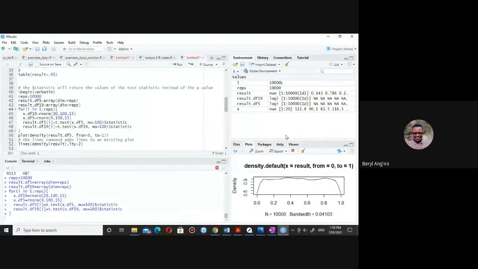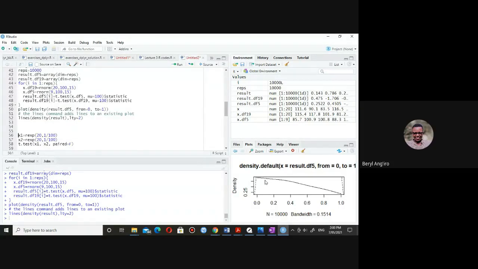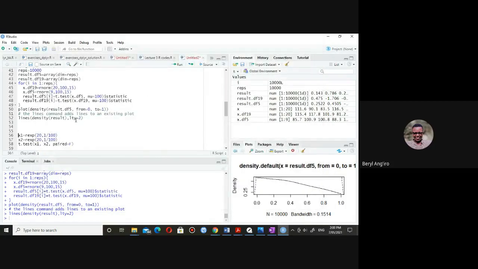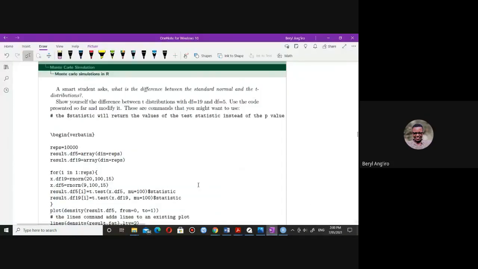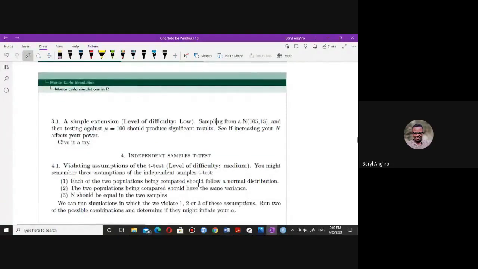So then we can plot, still running, then we can plot that density, and then we get the lines here. So we have these two boundary lines that we have just added on top of the density function. So a simple extension, now sampling from normal with the mean 105.